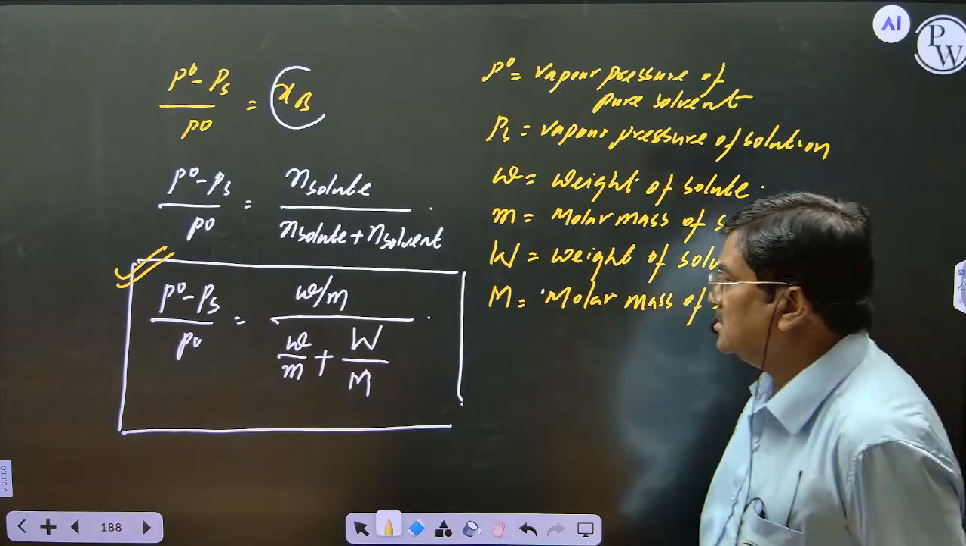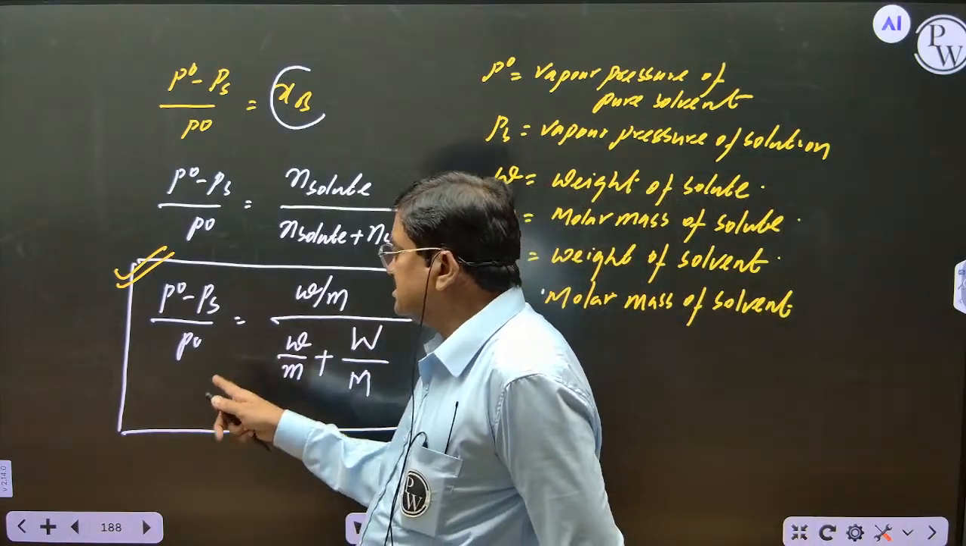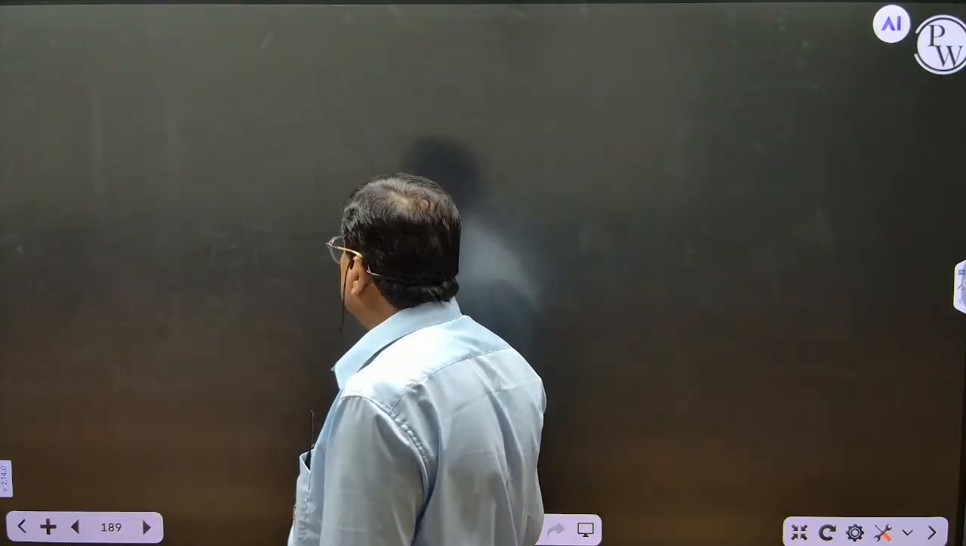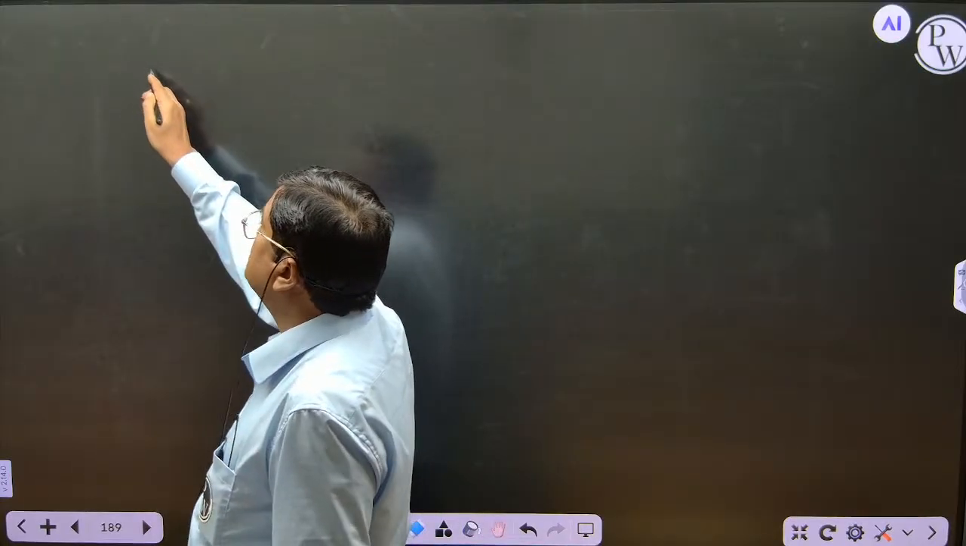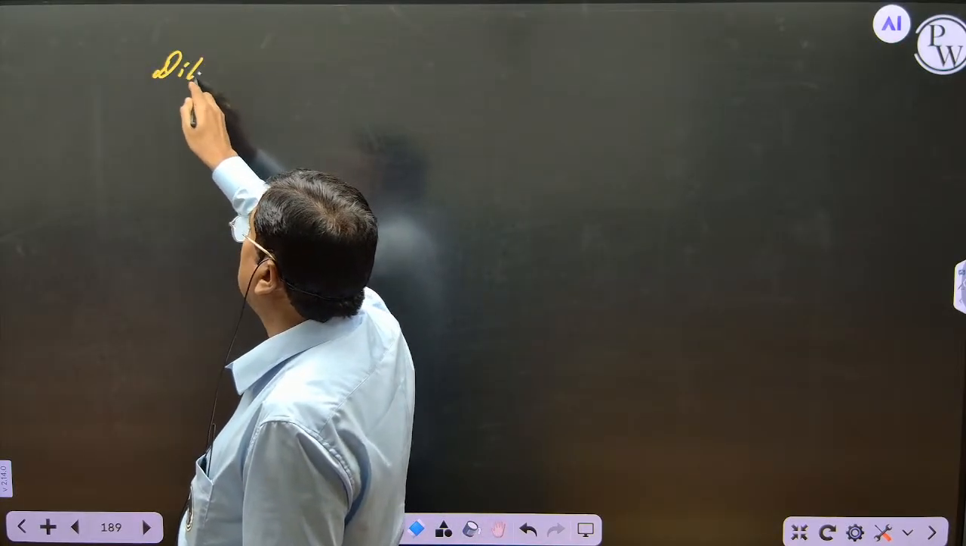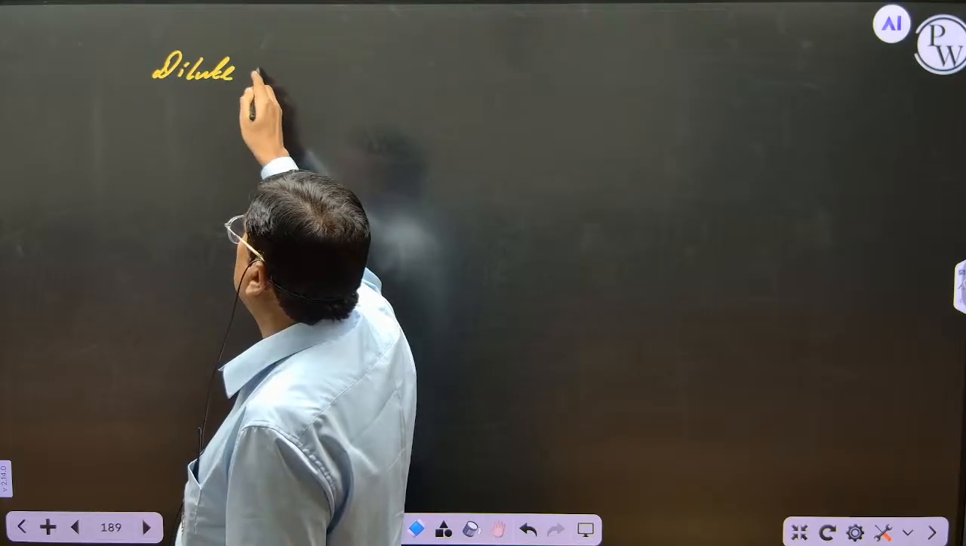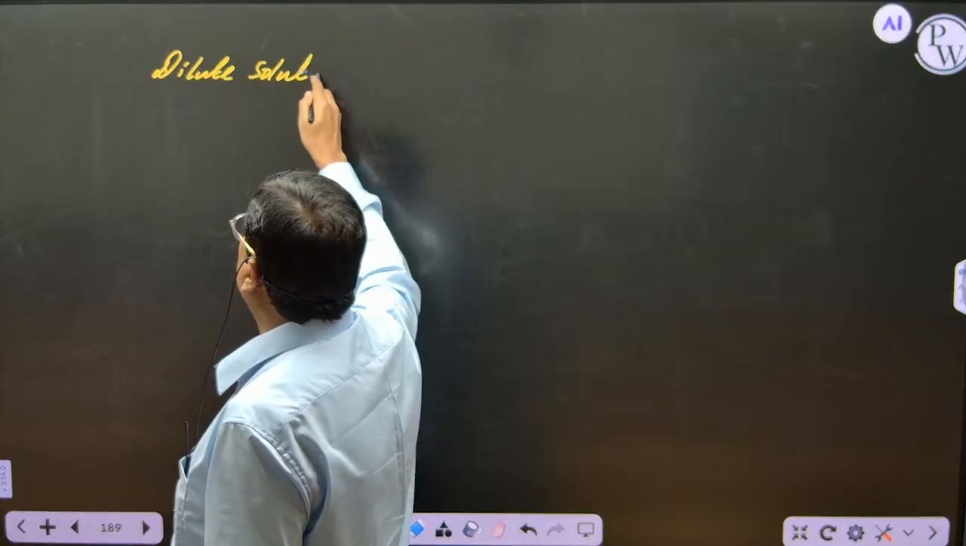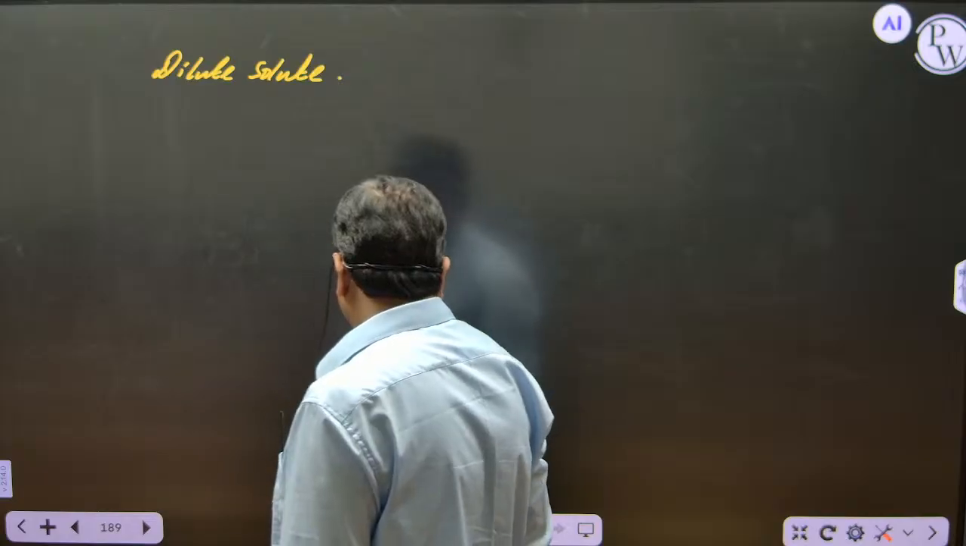Now observe here. Let us consider the solution to be dilute. What is meant by a dilute solution? Dilute means a very small amount of solute is present. We write dilute solution.